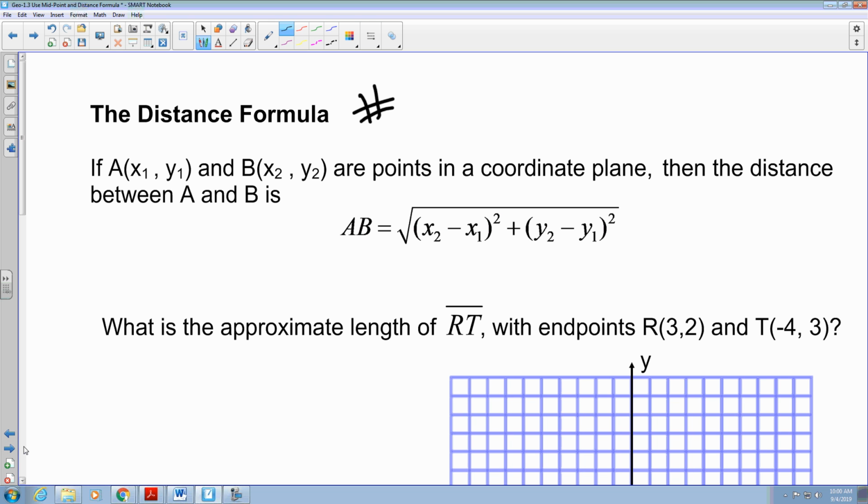two points. So here they're telling us that A and B are on a coordinate plane. A is (x1, y1), B is (x2, y2). Those can be flipped if they needed to be. And to find the distance AB, it's just going to equal the square root of the difference of the x values squared plus the difference of the y values squared, and you add up those sums.